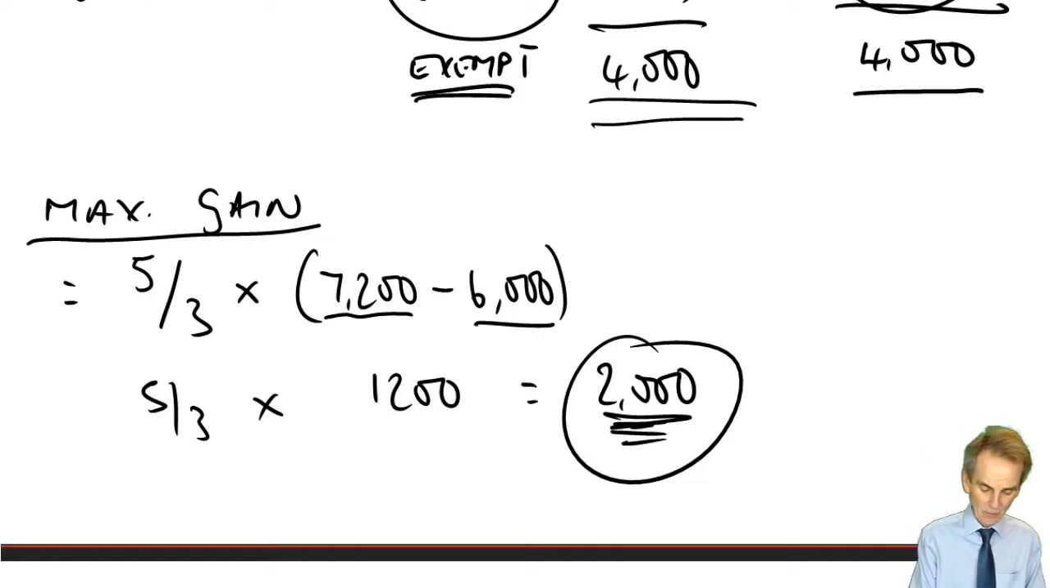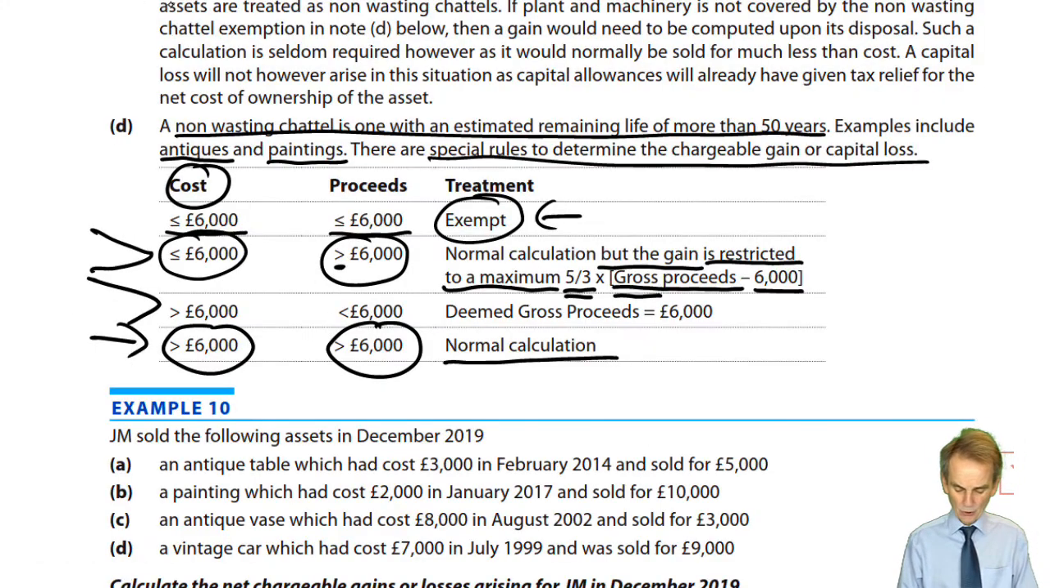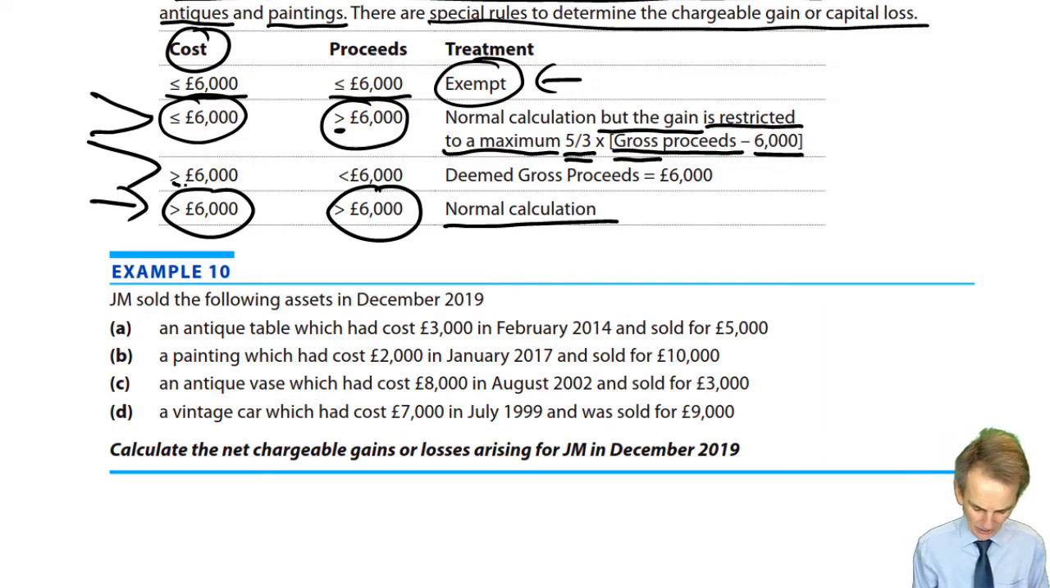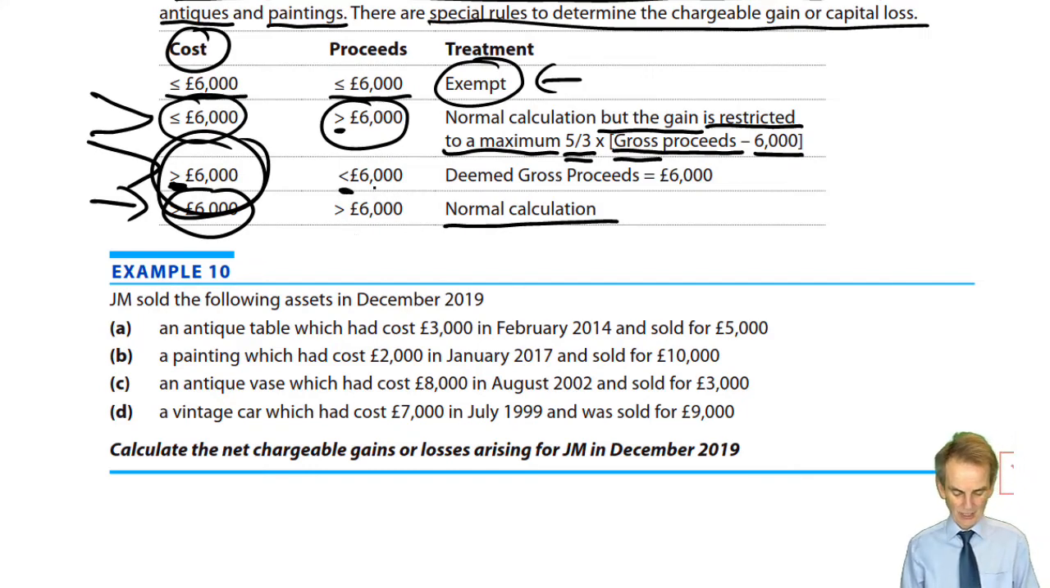Okay, let's go back to our notes now. There's one other situation. In that previous one, we bought for less than 6 and sold for more than 6. What we've got this time is that the cost exceeds 6,000, but our proceeds are less than 6,000. So on that basis, there's going to be a loss.